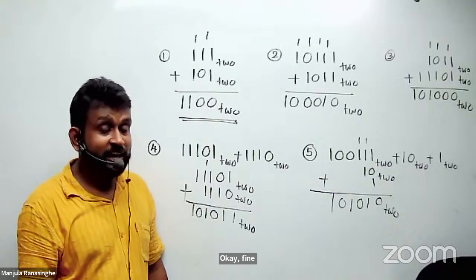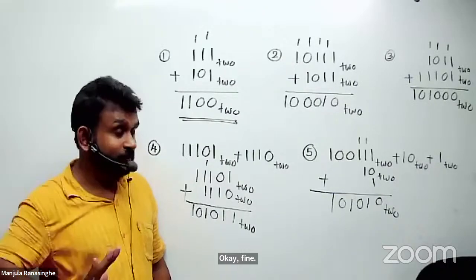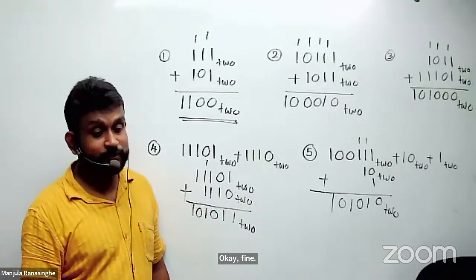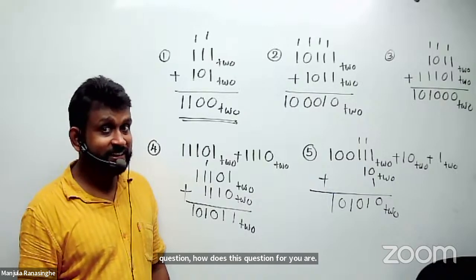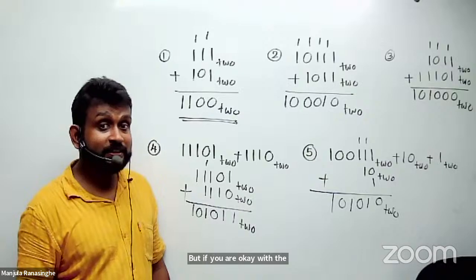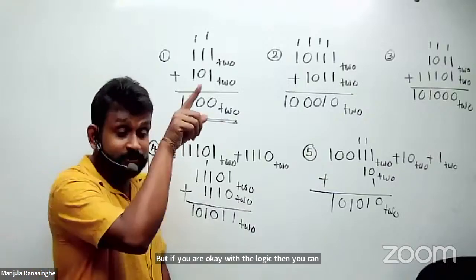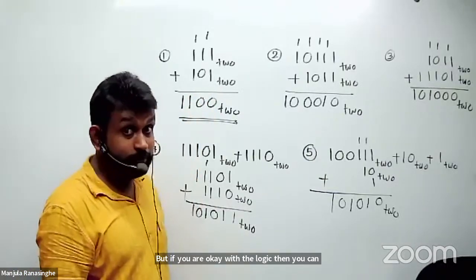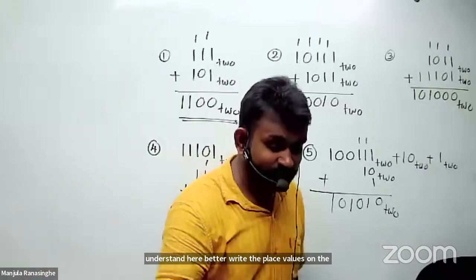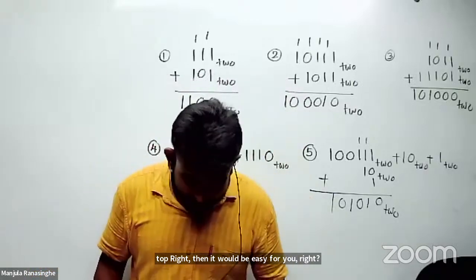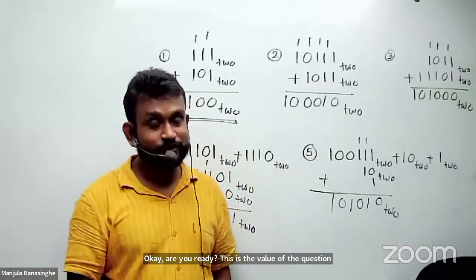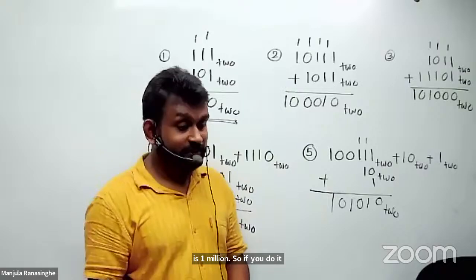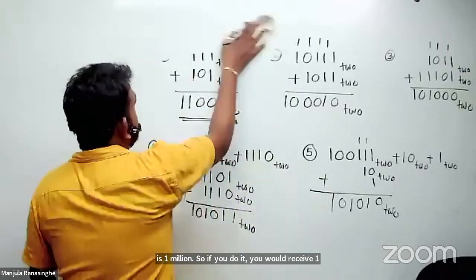Now that addition is done, I will give the very hard question, the hardest question for you. But if you are okay with the logic, then you can understand. Here it is better to write the place values on the top. Right. Then it would be easy for you. Okay, are you ready? The value of this question is 1 million. So if you do it, you receive 1 million rupees, right?